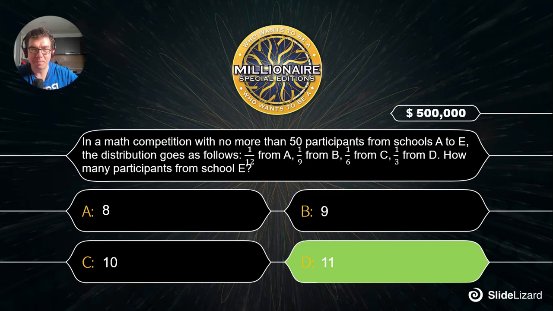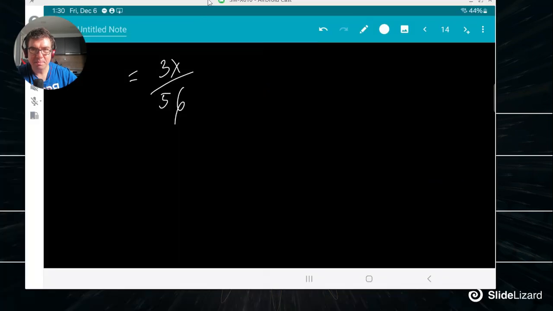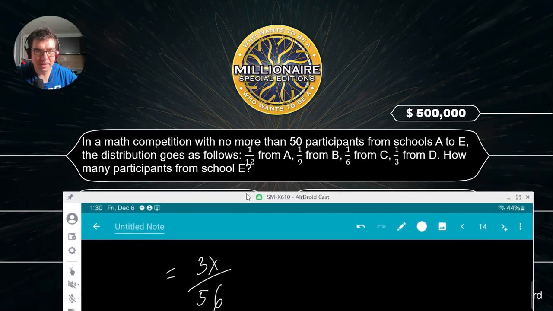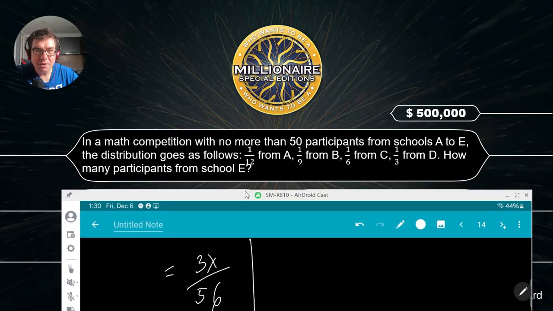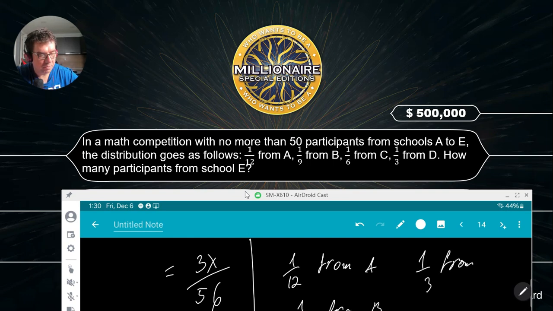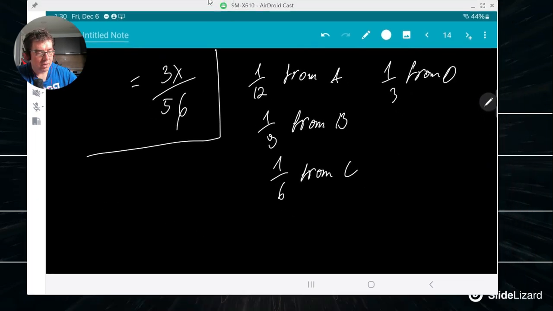Okay, let's see why. Let me check the problem so I don't mess up the numbers again. So 1/12 from A, 1/9 from B, 1/6 from C, and 1/3 from D. Okay, I got it. So what do we need to find here in order to find how many from E, right? How many participants from E?